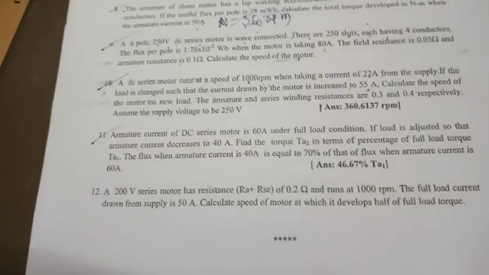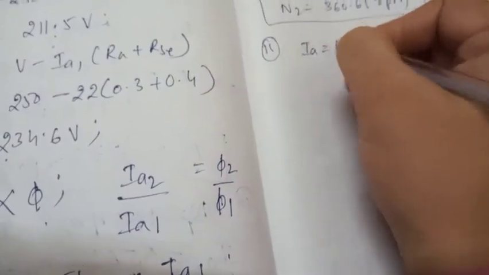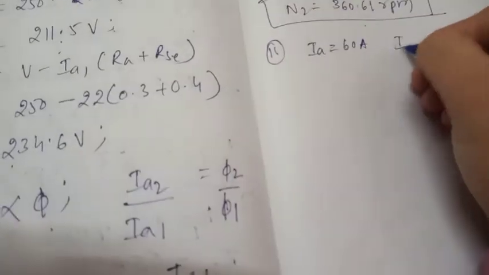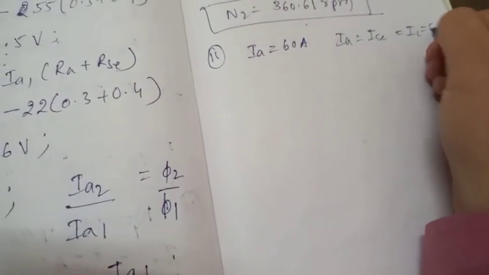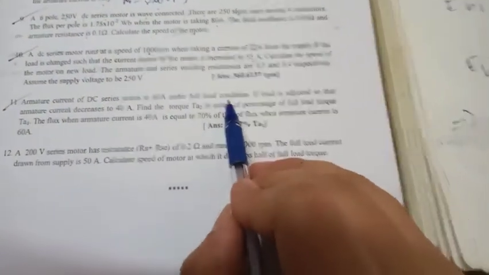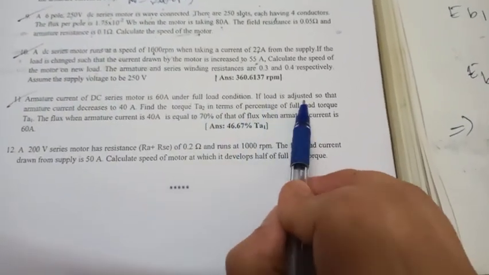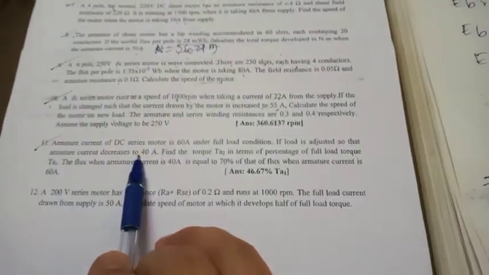Let us see problem number 11. Armature current of a DC series motor is 60 amps. That means IA is equal to ISC is equal to IAL is equal to 60 amps under full load conditions. If the load is adjusted so that the armature current decreases to 40 amps.